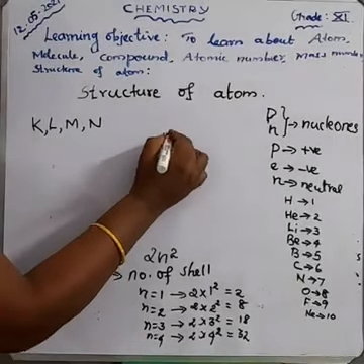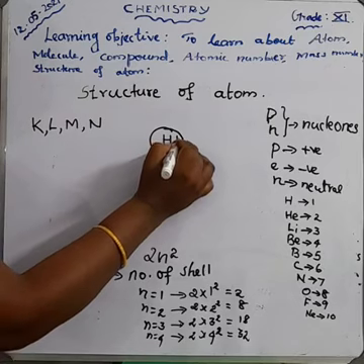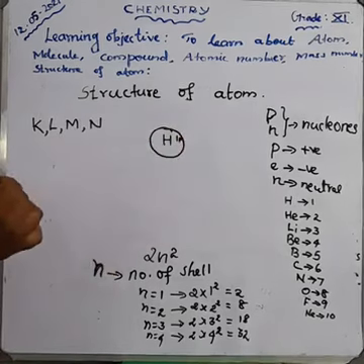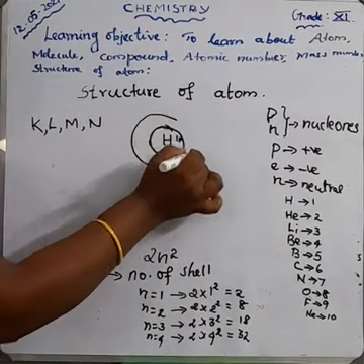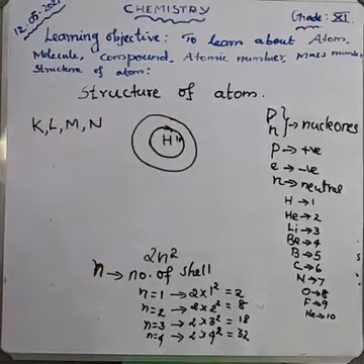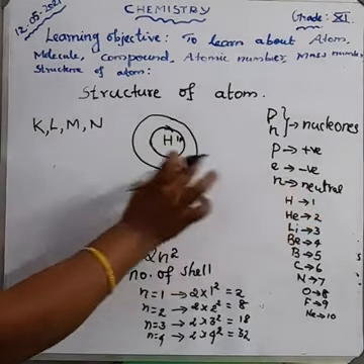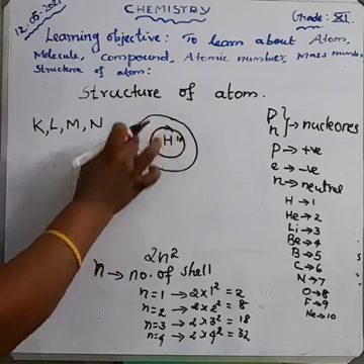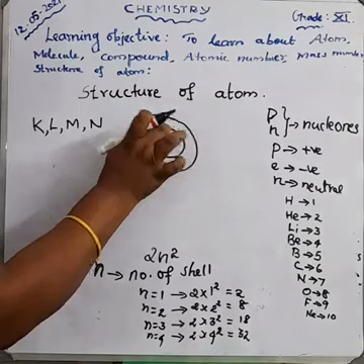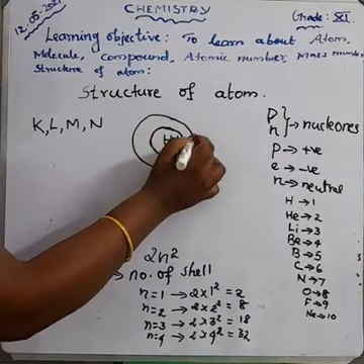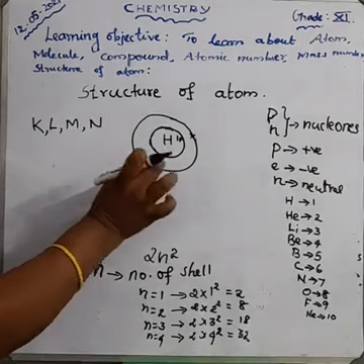Hydrogen has only 1 proton, and this is the nucleus. The hydrogen atom has only 1 orbit, because the atomic number of hydrogen is only 1. So only 1 electron is revolving around the hydrogen atom. So the hydrogen atom has only 1 orbit.